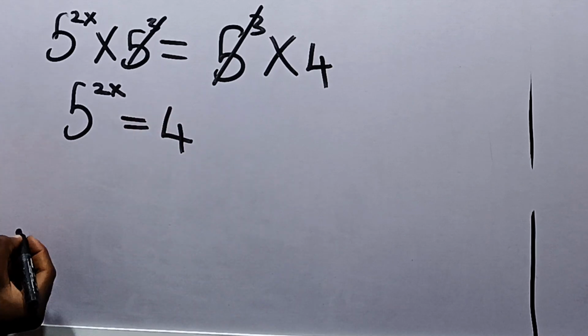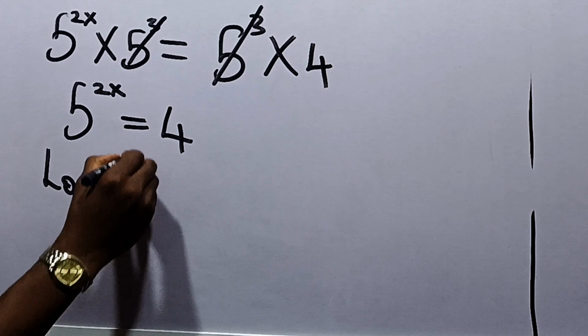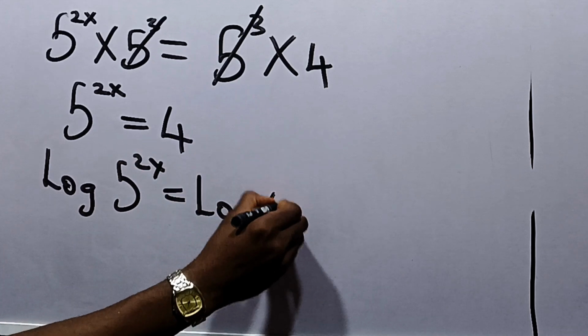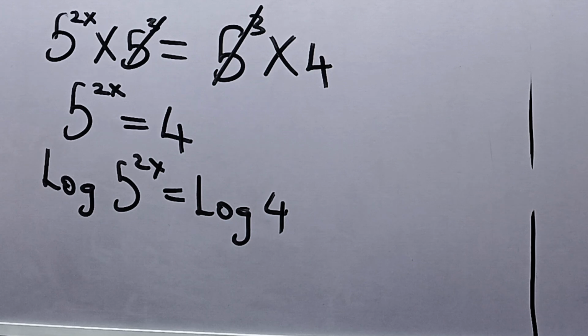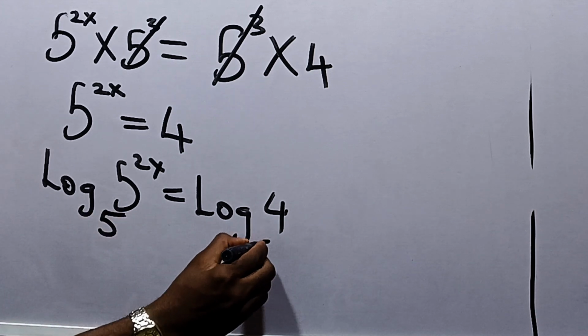Let's now take the logarithm of both sides. So we say logarithm of 5 raised to the power 2x is equal to logarithm of 4. Now the logarithm we're taking is the logarithm in base 5. So we're taking the logarithm in base 5 for both sides.